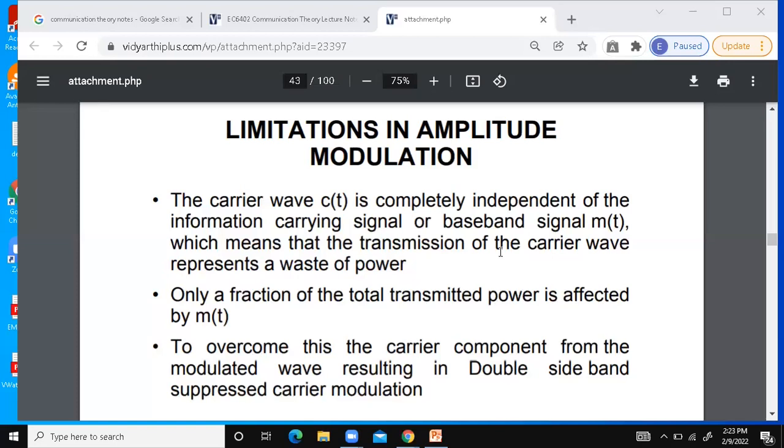So, sir, is it that you're saying the carrier signal has its own power that it's losing as it goes along? Or is it using the power from the information signal?